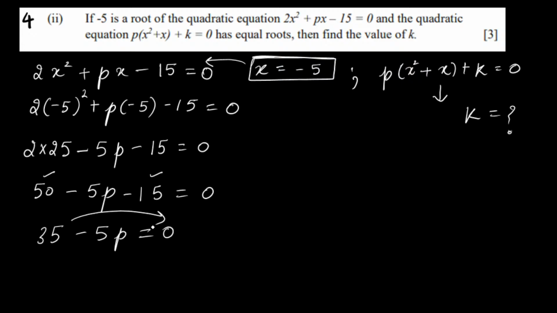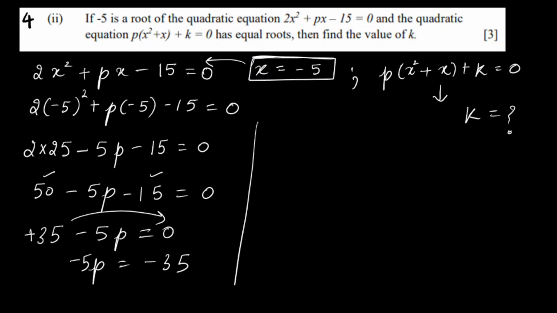Let's shift 35 to the other side because p's value we have to find. So p we will keep on this side. Other things we have to shift. First of all, we'll shift 35. This is positive 35. When we shift it to the other side, it will become negative 35. Now we have to shift minus 5.